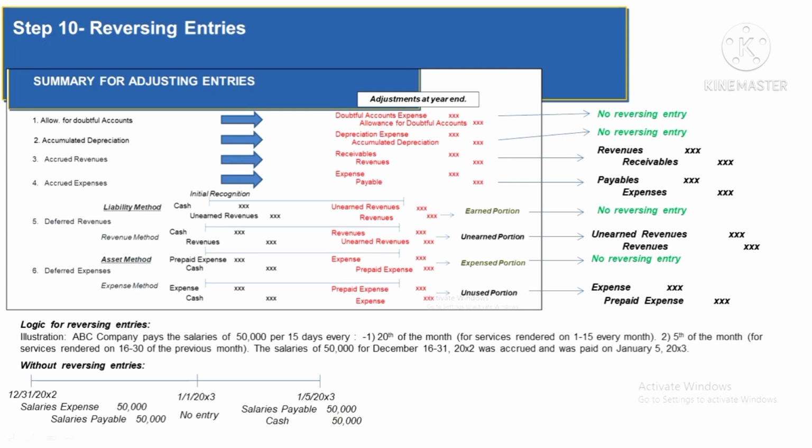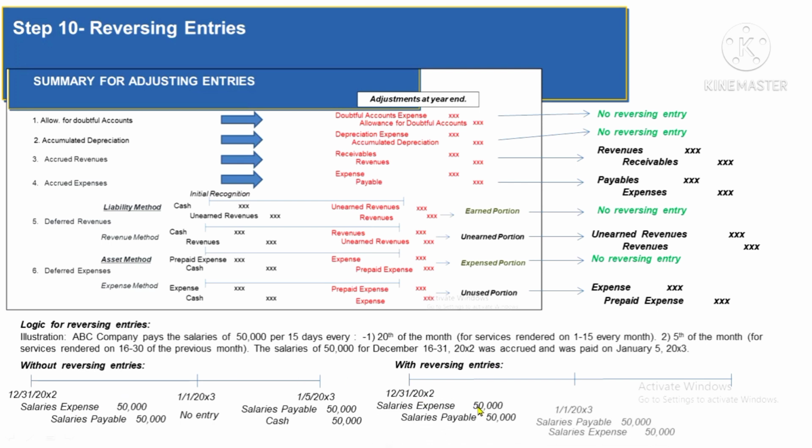Let's assume the same problem but this time with the reversing entry. So on December 31, 20x2, we will have the same entry as this one. However, on January 1, 20x3, we are going to reverse it. So we have debit salaries payable 50,000 and credit salaries expense 50,000. And here's the beauty of it. On January 5, 20x3, you can have the standard entry without thinking about the payable in the last year. So you can debit salaries expense 50,000 and then credit cash for 50,000 also. And it would still be correct.